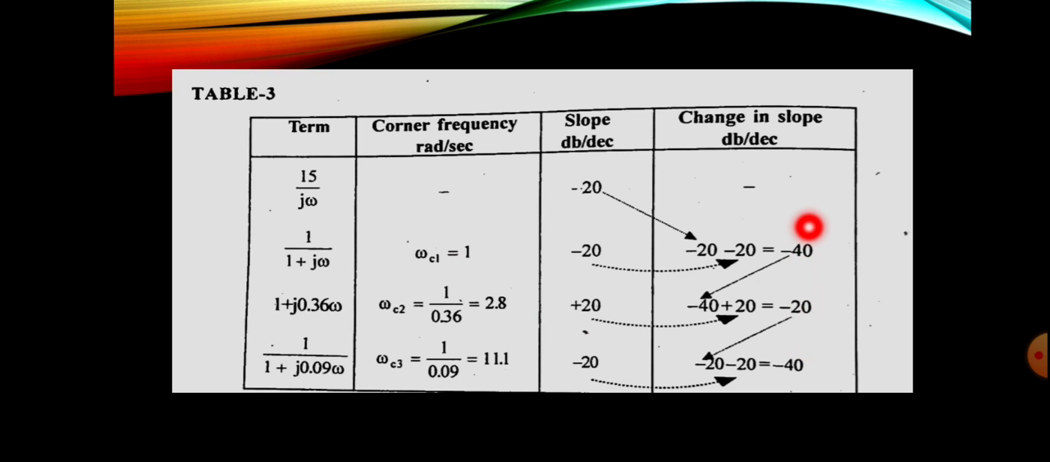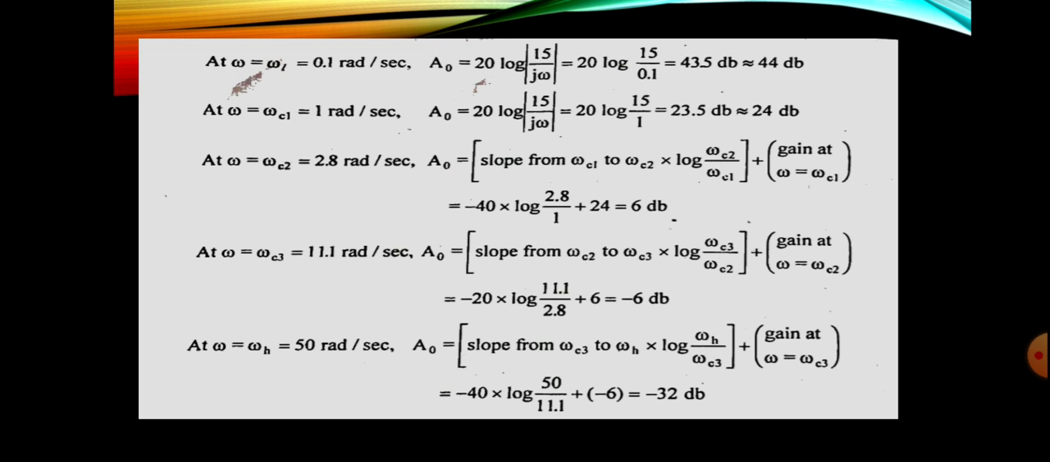Next you have to select a frequency which is lower than the lowest corner frequency, that is, a frequency less than 1, usually selected as 0.1, and also a frequency which is higher than the highest corner frequency. Here the highest corner frequency is 11.1, so you select 50 radian per second. So the lowest frequency selected is 0.1, and the highest frequency is 50 radian per second. Next you have to calculate magnitude values corresponding to omega L, 1 radian, 2.8, 11.1 and 50 radians.